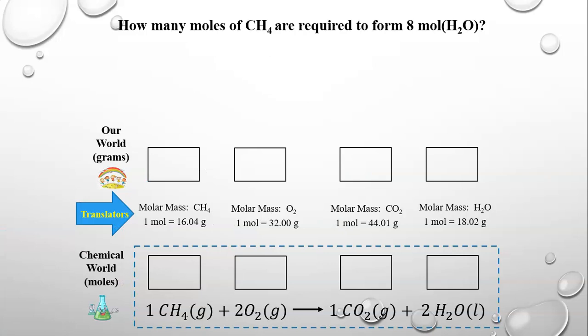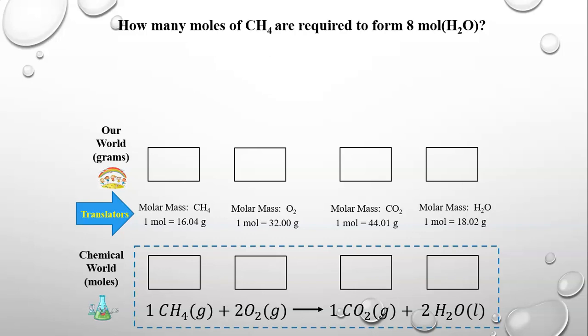Okay, so here's our first question. And you see there's a graphic organizer. Let's go over that. It looks somewhat similar to what you just saw. There's the chemical equation down at the bottom, and up at the top is our world. If we have a number of grams, we're going to put it into one of those boxes up there. If we have a number of moles, we're going to put it into the boxes in chemical world down there at the bottom.